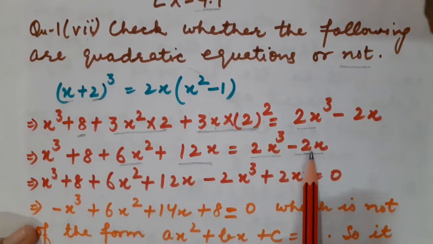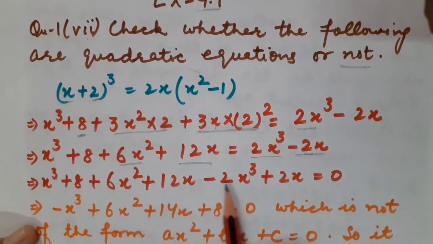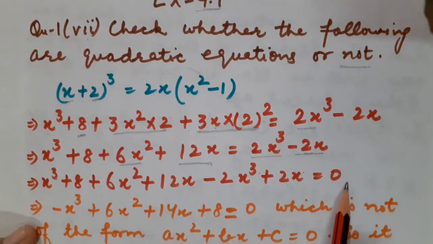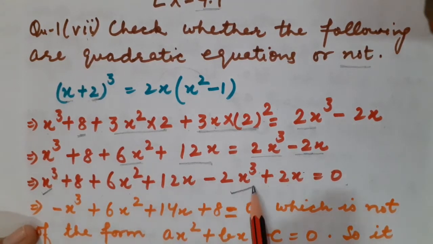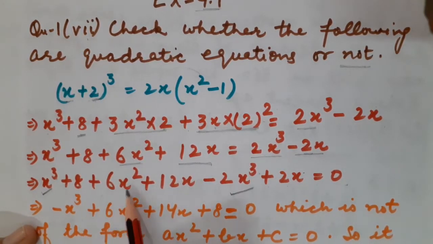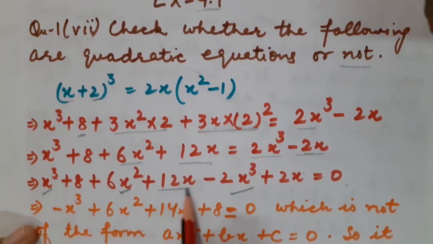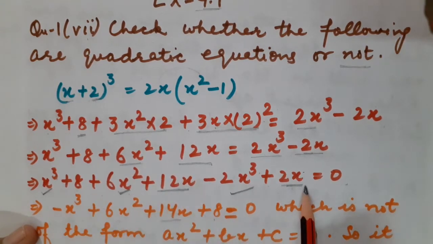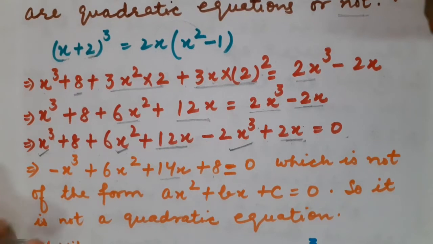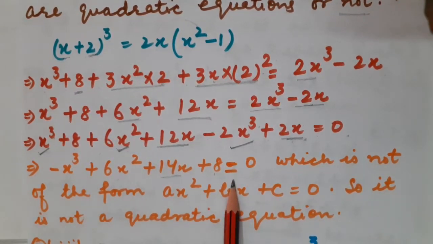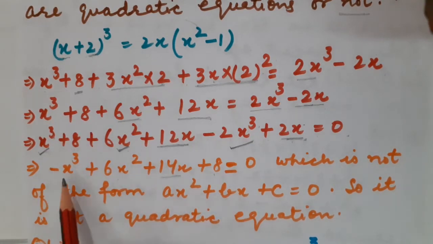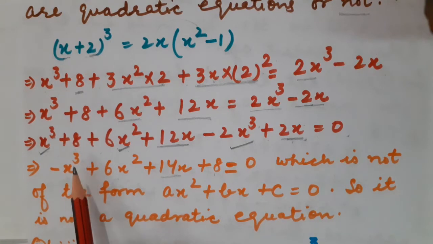I am going to bring both these terms on the left hand side. So it would become minus 2x cube plus 2x is equal to 0. Now x cube and minus 2x cube will give you minus x cube. 6x square, there is no other term with x square, so it would be written as it is. Plus 12x plus 2x will give you 14x. And plus 8 will remain as it is because there is no other constant term. Fine. But we cannot call this equation a quadratic equation. Can you tell me the reason? Okay. What is the reason? Because here x cube is an extra term.